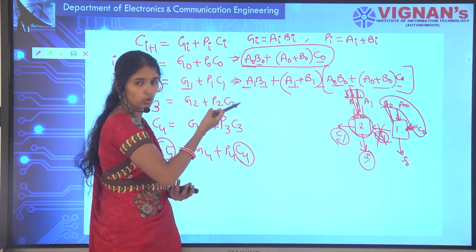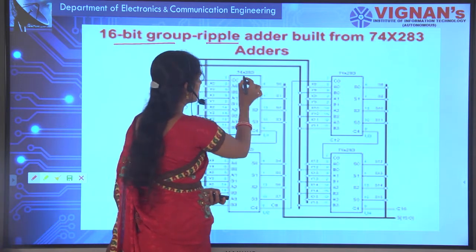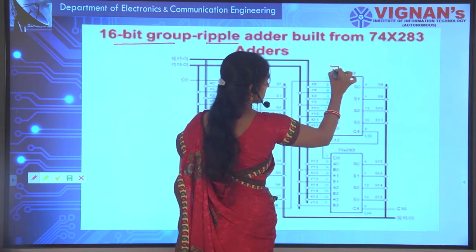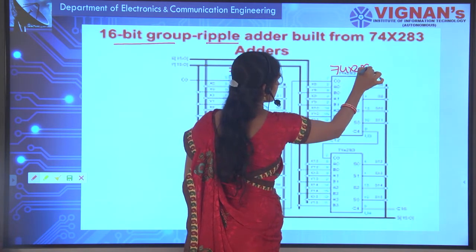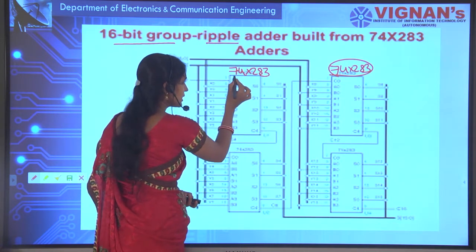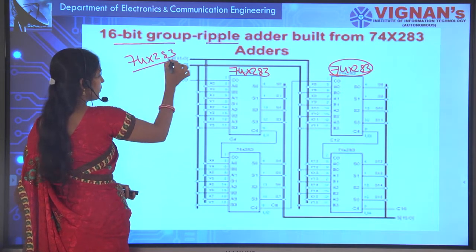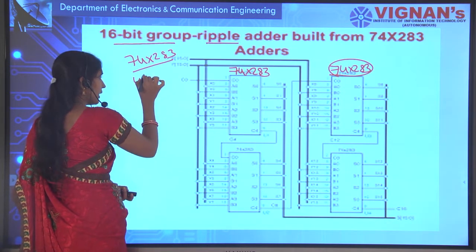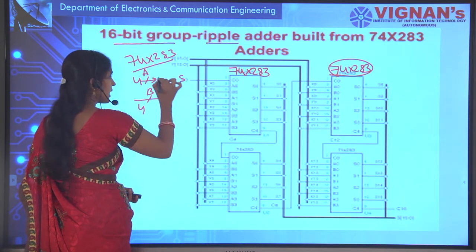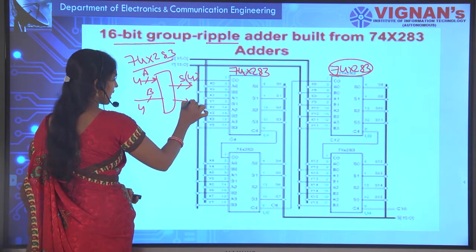That means, like a 16-bit ripple adder is built from 74283 adders. It is taking like 74283. It is nothing but 74283, a 4-bit adder. It is a 4-bit adder, so it is taking A of 4 bits and B of 4 bits and providing sum of 4 bits, whereas carry.